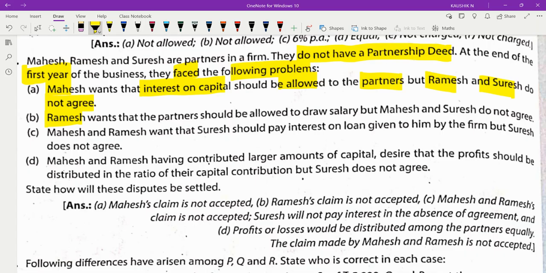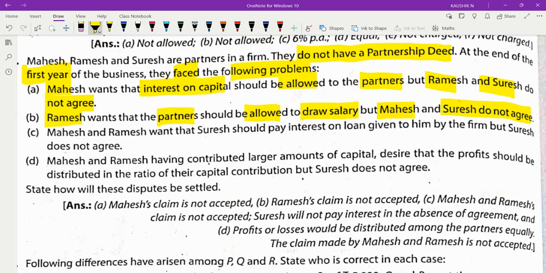Again, he is talking on behalf of all the partners. Ramesh wants the partners to be allowed to draw salary, but Mahesh and Suresh do not agree. So again, he is talking for all the partners, but still, law says very clearly that when the deed is not available, salary is also not allowable. As per the provisions of the Indian Partnership Act 1932, salary, that is remuneration to the partner, is not allowed. So even the second claim is not allowed.